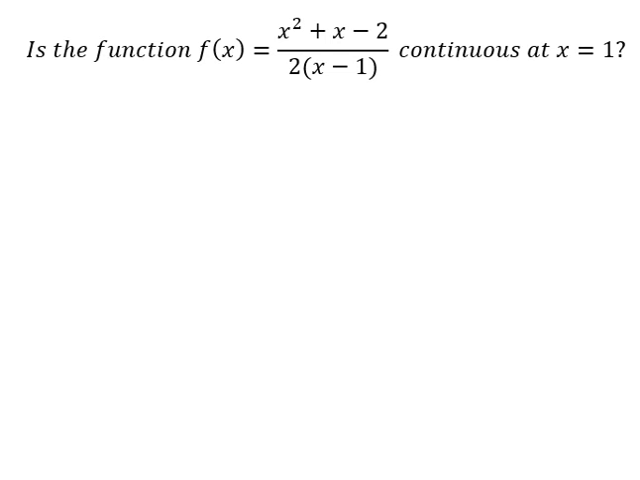Hello everybody. So today I want to talk about calculus, the topic that is about limit.